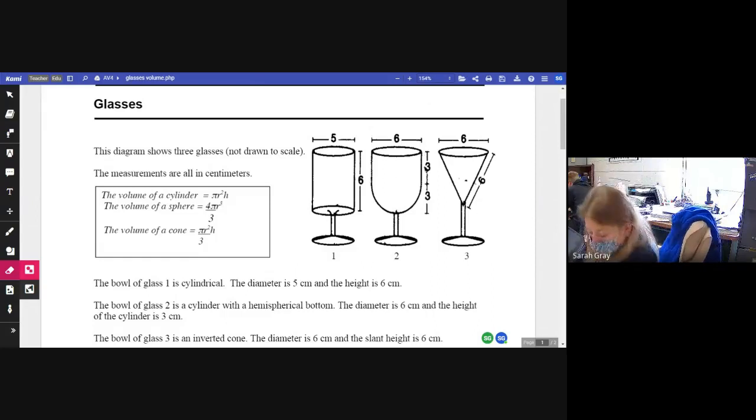Just a second, Addie. I just have a question. Okay, go ahead. On the cone, like the side, is it 6 or no? It's a 6.